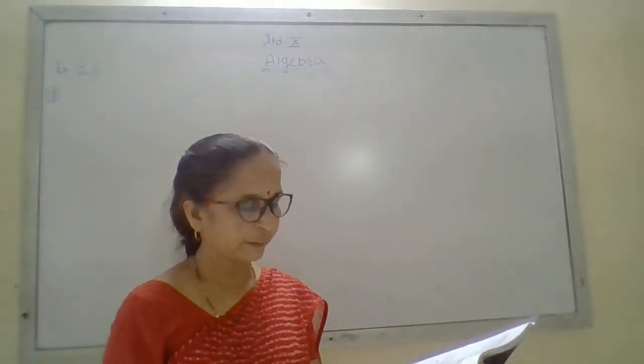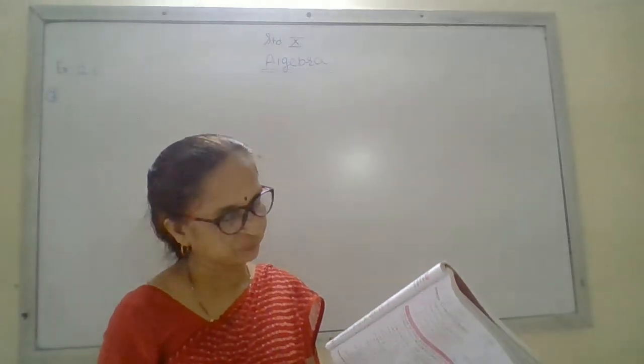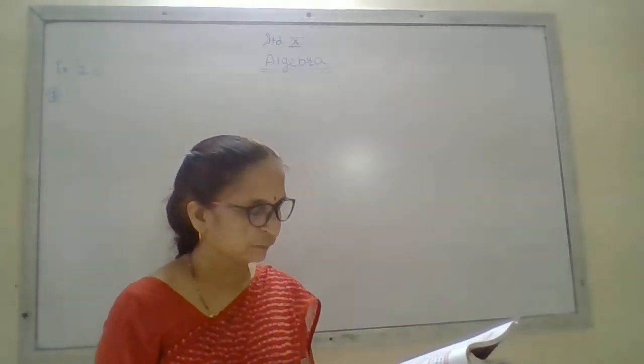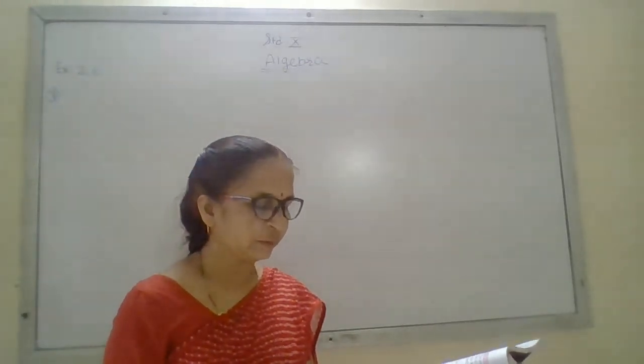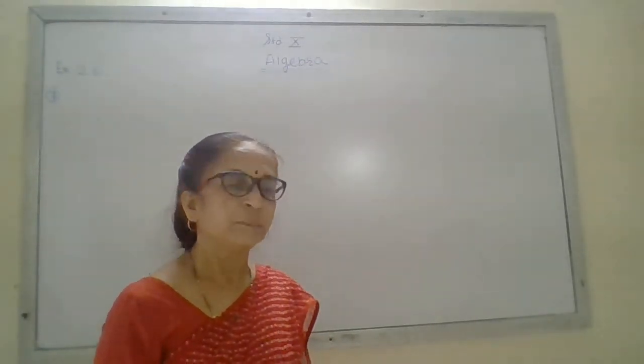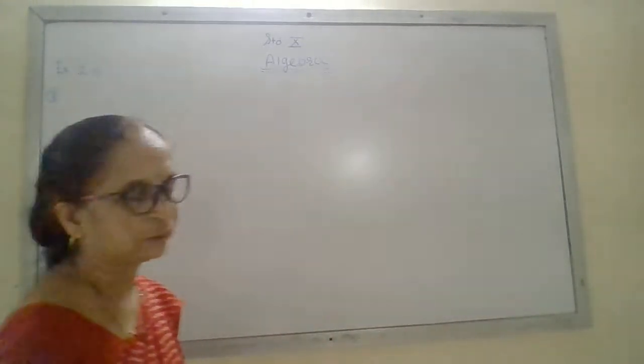Pratik takes 8 hours to travel 36 km downstream and return to the same spot. The speed of boat in still water is 12 km per hour. Find the speed of water current. Means here, upstream and downstream, these two terms they given here.